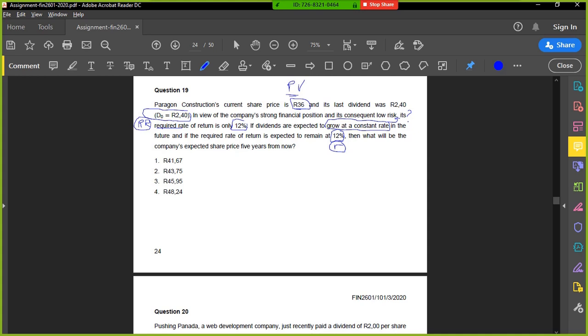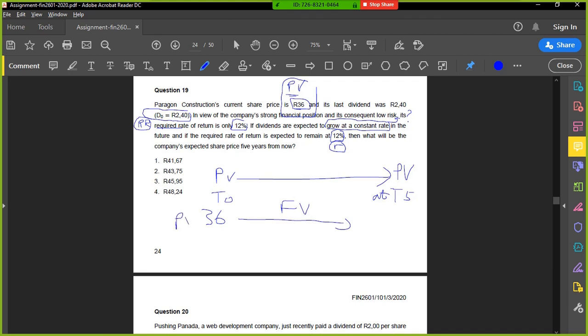If you're looking at the current situation, you've got the current PV, which at time 0 is 36. They're asking you for a value at time 5 years from now. So this is just a normal future value, present value calculation. You don't even need the Gordon growth model. So this is N equals 5, I equals 12, PV equals 36. Solve for FV. See if you can do that while I write that on our notes.